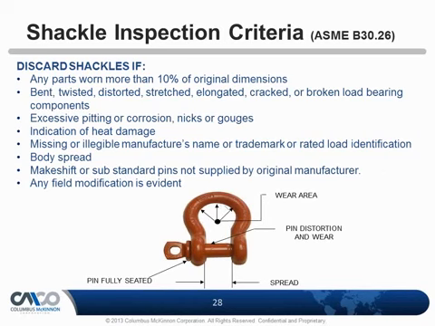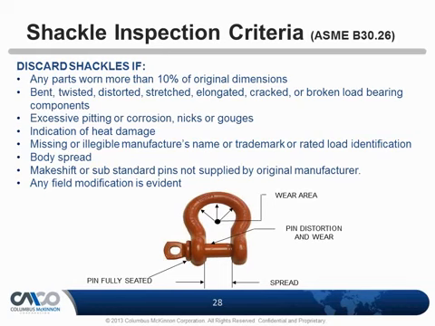And so what are the rejection criteria? We're looking for wear, any part more than 10% of the original dimension, any type of distortion, twisting, stretch, elongation, cracked, or broken components. If you're in doubt, take it out of service. Look for excessive pitting, corrosion, indications of heat damage. The markings all have to be there. If you can't read the markings, or you're not sure whether it is a 1 ton or a 1.5 ton, it's got to come out of service. Take the guesswork out of it and remove it.